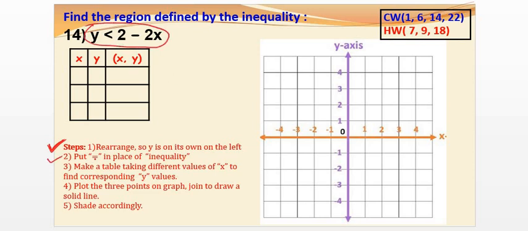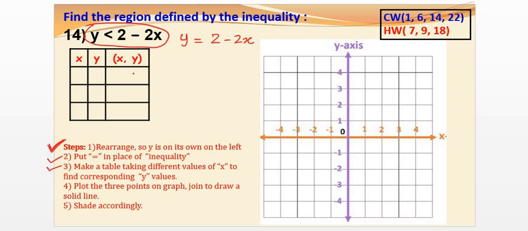The second step is to put an equality sign in place of the inequality, meaning change it into y equals 2 minus 2x. Why? Because we have to draw this line on the graph. Clear? So you will change the inequality sign into an equality sign. Next is step 3: make a table taking different values of x to find the corresponding values of y.